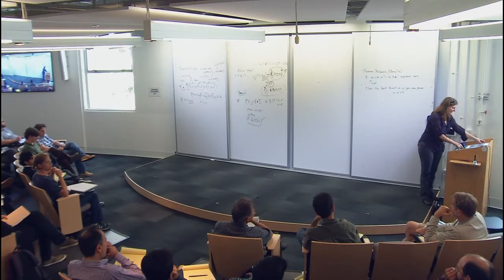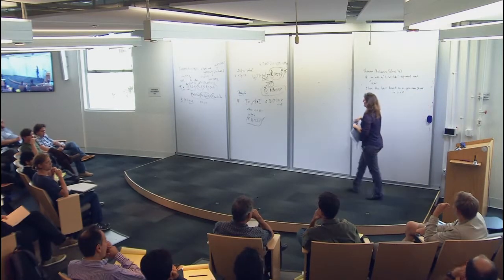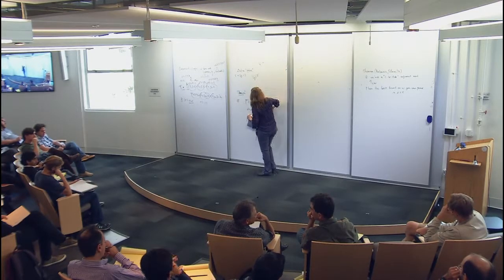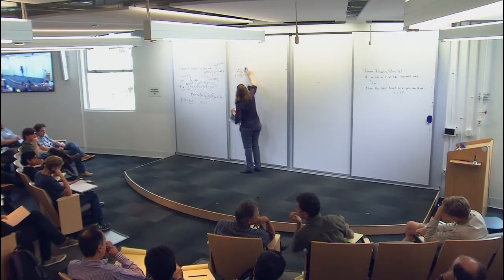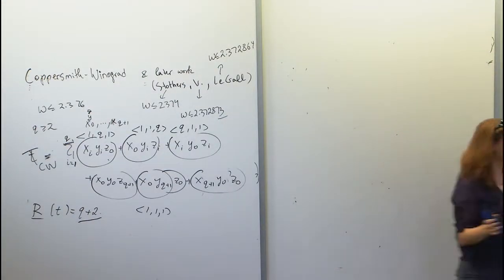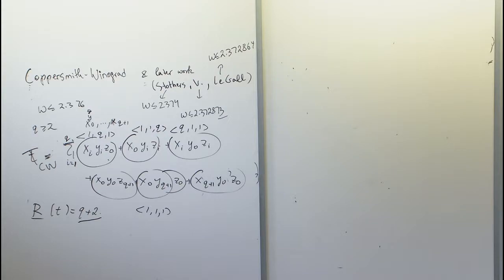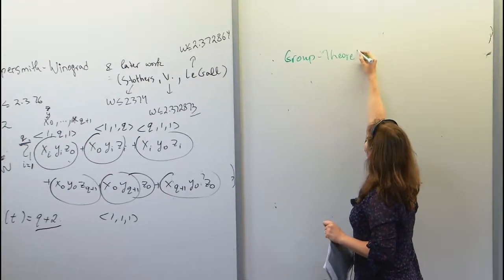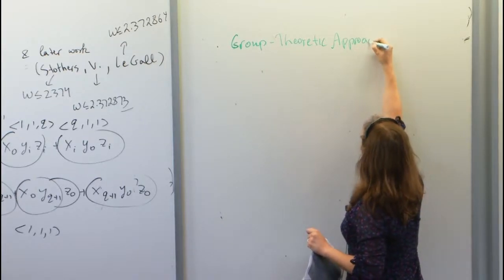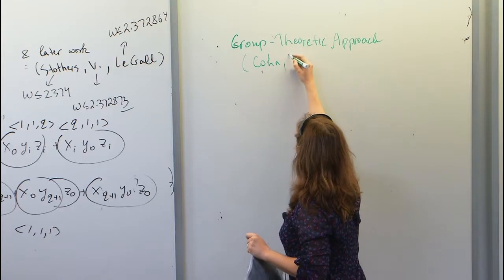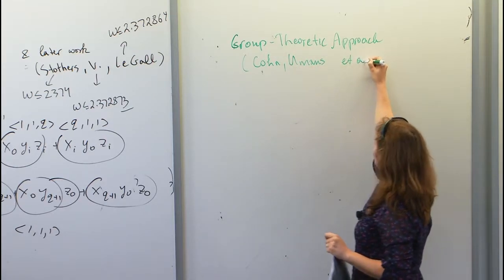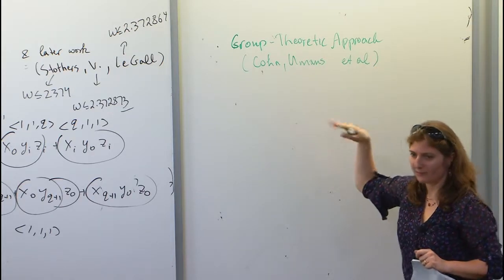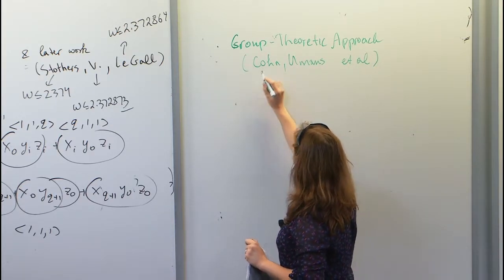Okay, so now 3 minutes on something called the group theoretic approach, which is very interesting to me. One is by Cohn and Umans, and another one by Cohn, Kleinberg, Szegedy, and Umans. Okay, so then what do they do?